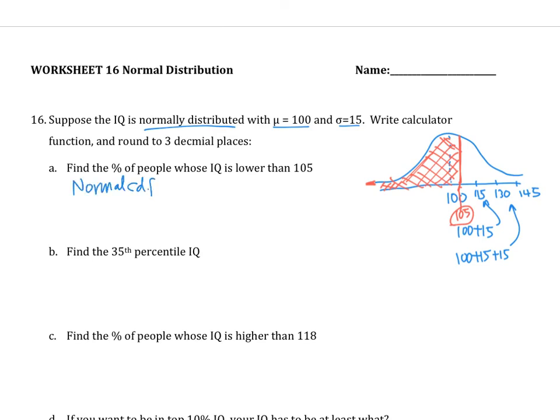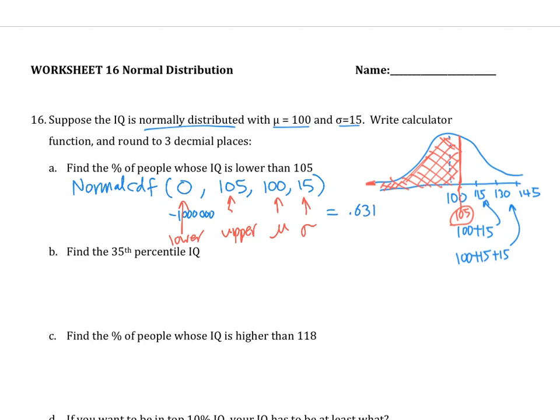Normal CDF. Again, for the lower bound, I'm going to put 0 because IQ stops at 0, but I could have put negative million. I think you'd probably get the same answer. The upper bound is going to be 105. The mean is 100 and the standard deviation is 15. So if I were to label it, this is lower, this is upper, this is mean, and this is standard deviation. And when you calculate this out, you're going to get 0.631 if you round off.